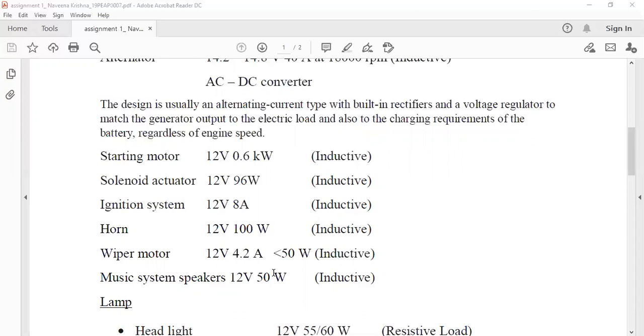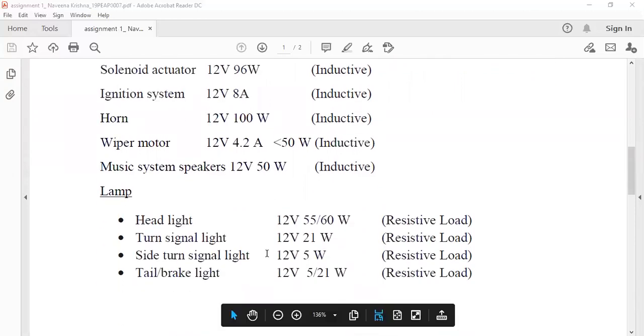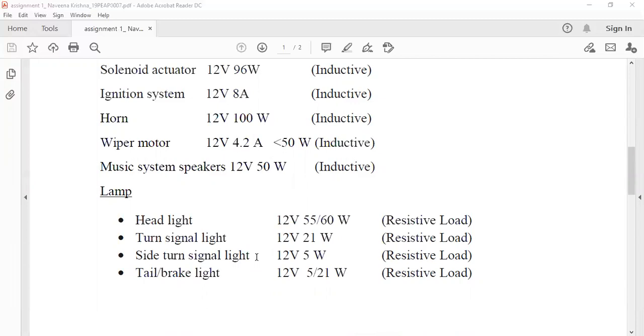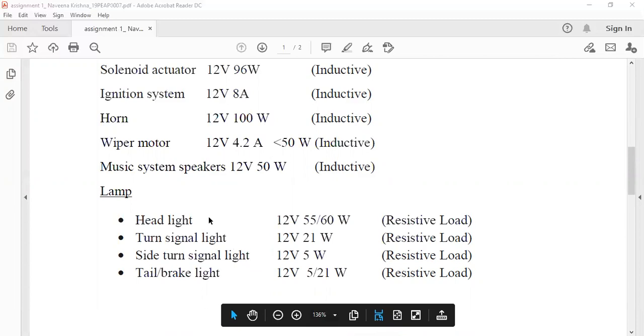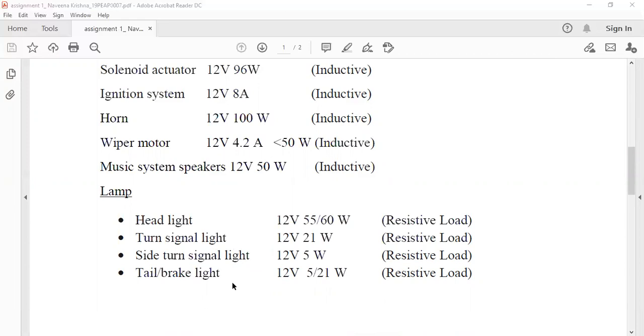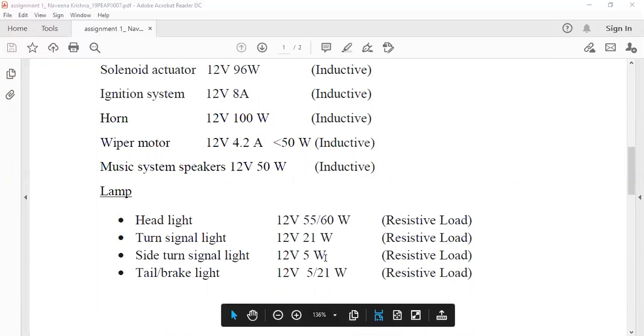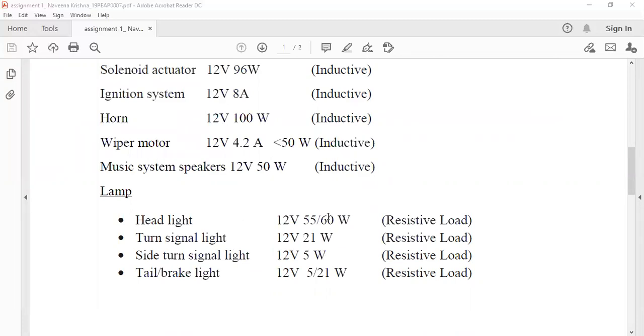We see that lamps, like all the lights, are resistive loads. That is because of the resistance, it works. The headlight, turn signal light or side turn signal light, brake light or tail light. All the signal lights use 5 watt power, while the headlight uses a maximum power of up to 55 to 60 watts, and all these come under resistive loads.